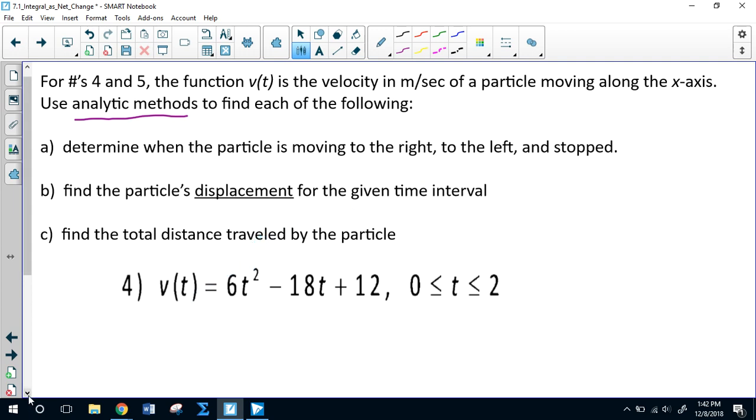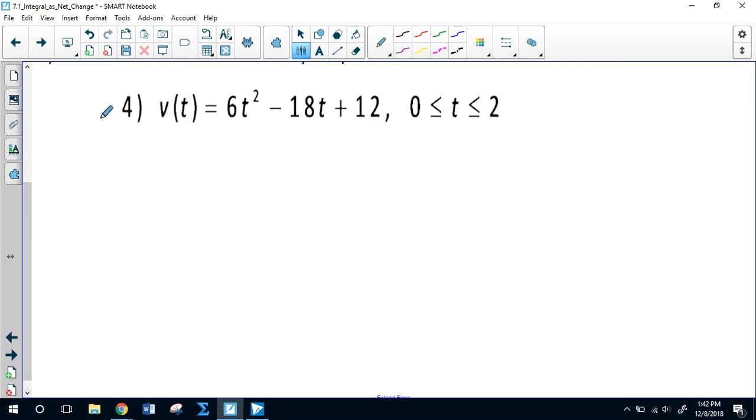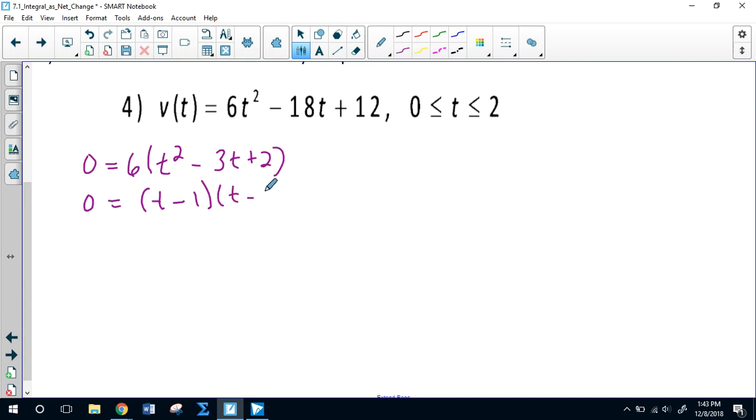Okay, so 2 problems here. This is the first one, number 4. So in order to do this one, this is the derivative, don't forget. So I'm going to set the derivative equal to 0 because that is how I know left, right, stopped. So I'm first going to factor out a 6, and this gives me t squared minus 3t plus 2. Then I'm going to factor that remaining part, divide by 6, factor what's left over, and I have t minus 1 and t minus 2.